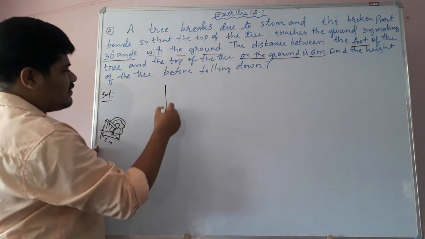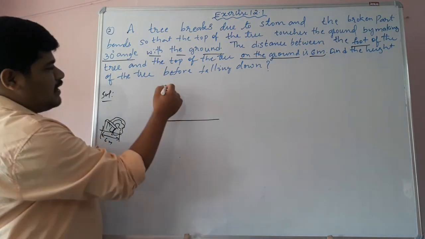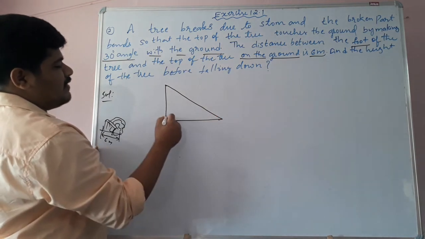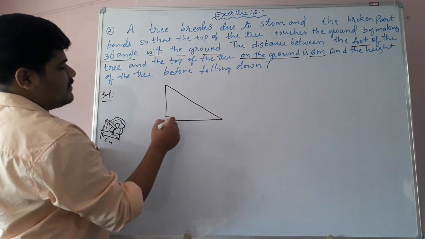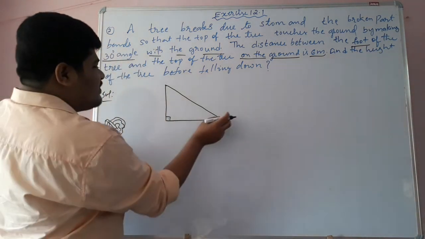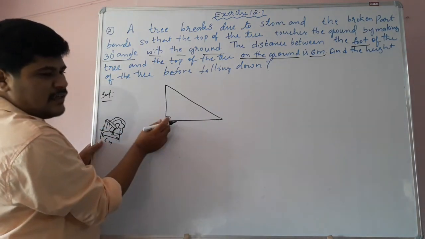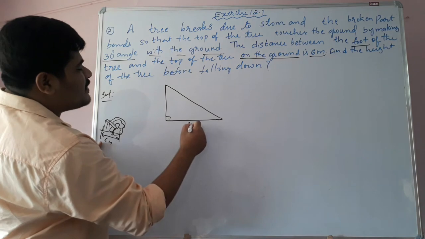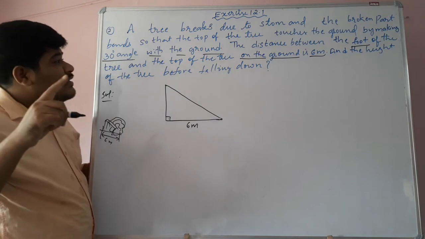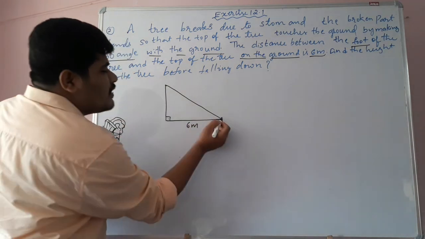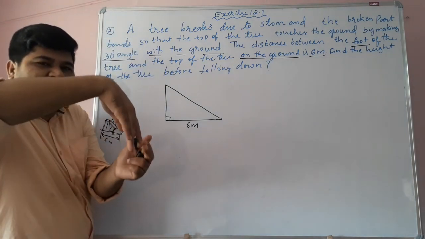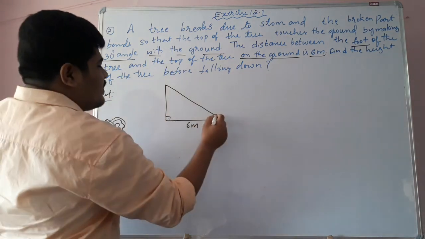So students, this is the ground, and from this part the tree is broken and touches the ground like this. Here it is making 90 degrees because the tree is standing, so we take it as 90 degrees. This is the top of the tree and this is the base of the tree. From the base of the tree to the top of the tree, the distance is 6 meters. And the top of the tree is touching the ground making 30 degrees.